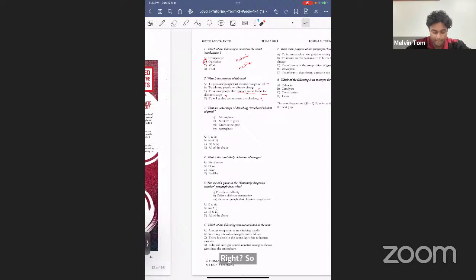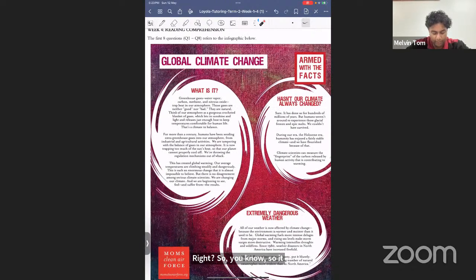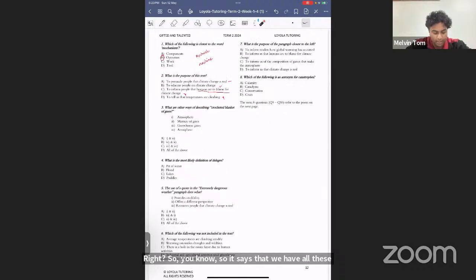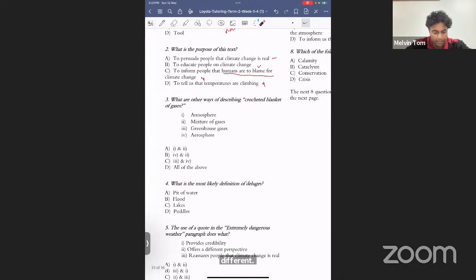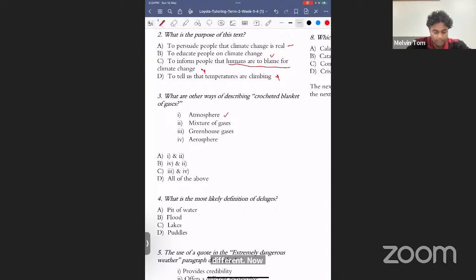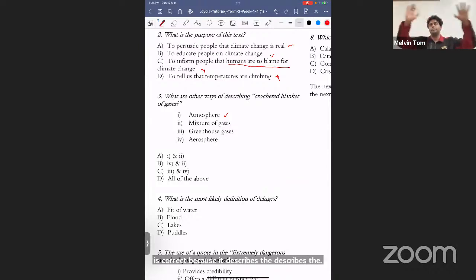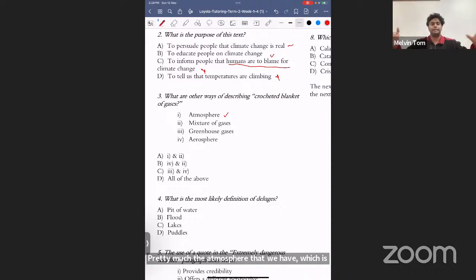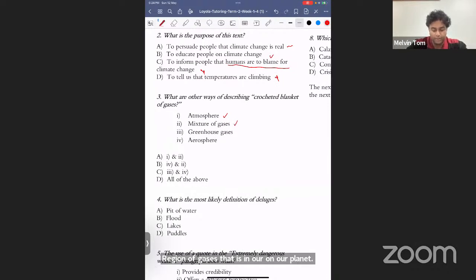So it says that we have all these different types of gases. Now, atmosphere is correct because it describes pretty much the atmosphere that we have, which is basically this region of gases on our planet. Mixture of gases I would also agree with, because it's talking about weaving together a blanket of different gases. So it's a mixture of gases, right?